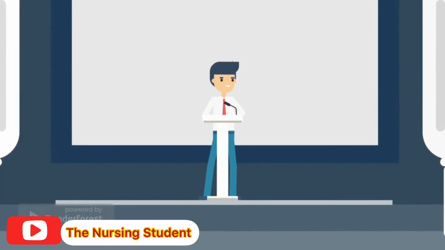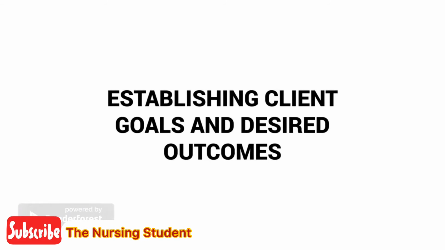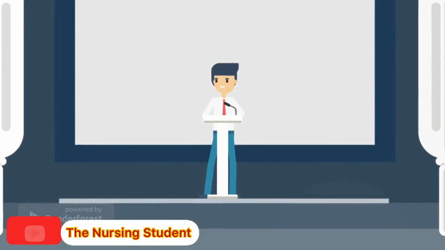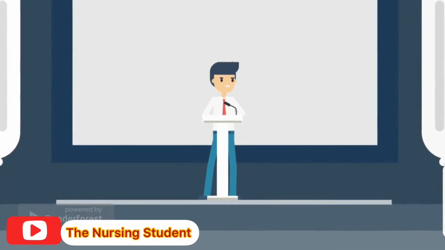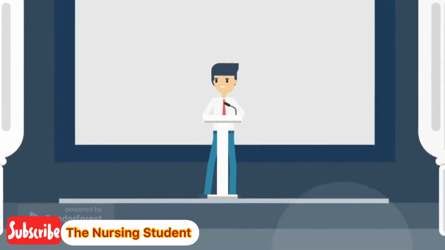And then the fifth step in writing your nursing care plan, we have establishing client goals and then the desired outcomes. Yes, I said that we talk about the goals further when we get here. Yes, the goals and the desired outcomes must be established. How do you establish your goals and your desired outcomes?